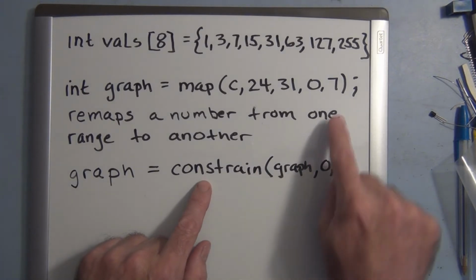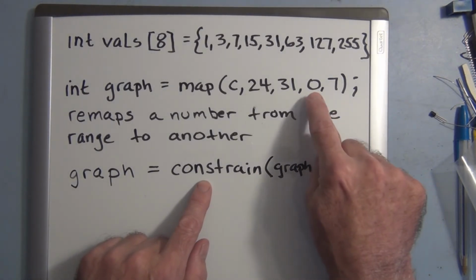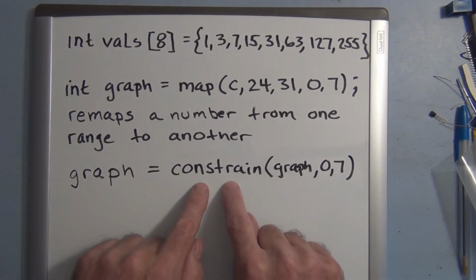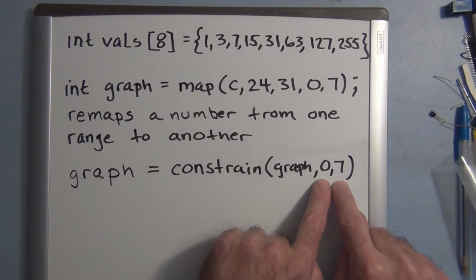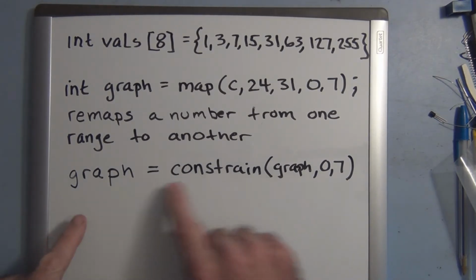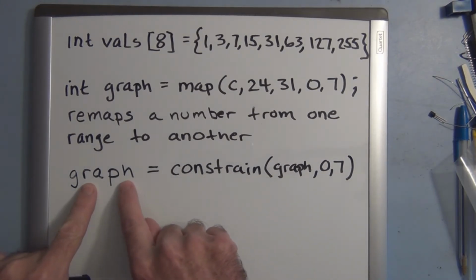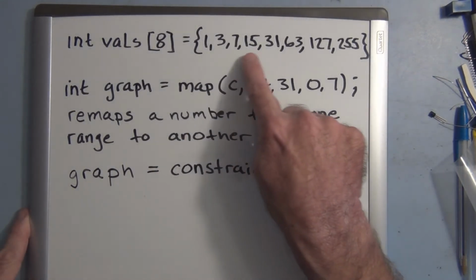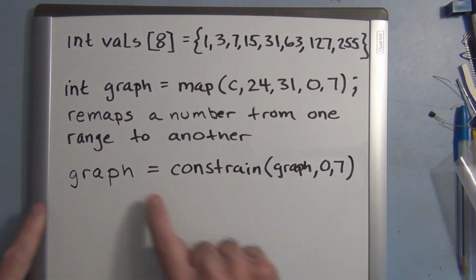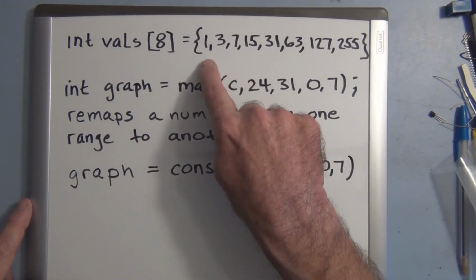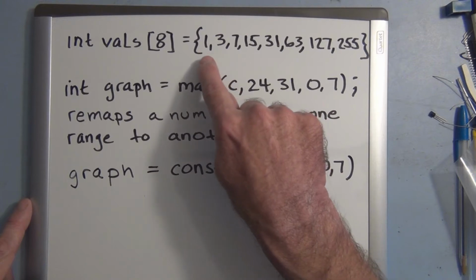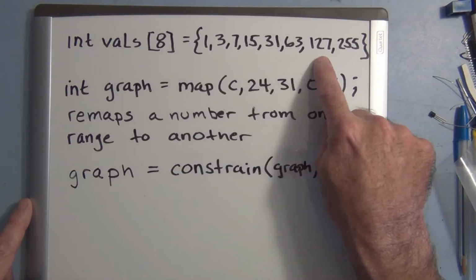Then we're going to make sure that we're constrained to 0 to 7 by using the constrain function. So we're going to constrain the number graph to a range of 0 to 7 to make sure we're in this 0 to 7 range. Now the number that gets stored in graph is the number we use to point to these elements in our array. So this will return a number from 0 to 7. Now remember, the elements in an array are zero indexed. So this is element 0, 1, 2, 3, 4, 5, 6, and 7.